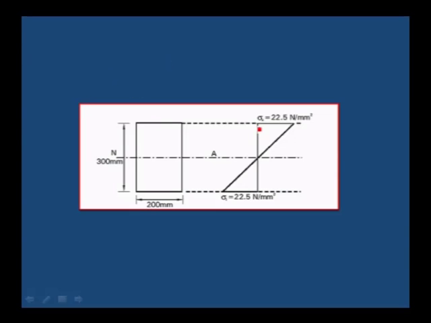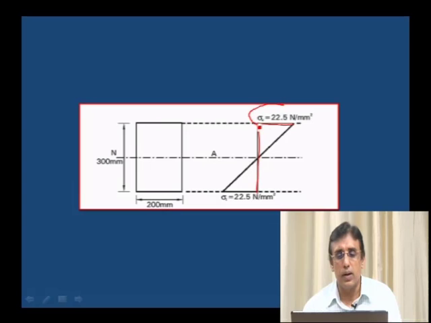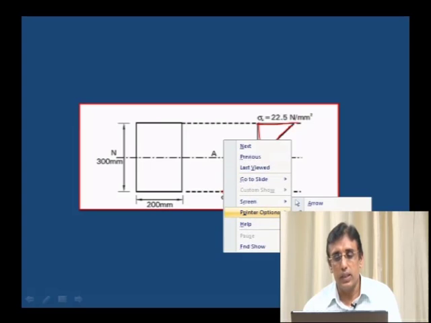Here, first draw the vertical line and then mark to the right of it 22.5 newtons per mm square as sigma c. Here you observe sigma c and sigma t. Sigma c is the compressive stress, sigma t is the tensile stress. Draw a vertical line and mark 22.5 newtons per mm square on the right side, and at the bottom extreme edge draw 22.5 newtons per mm square on the left side. Join these two lines, and you will get the bending stress distribution.